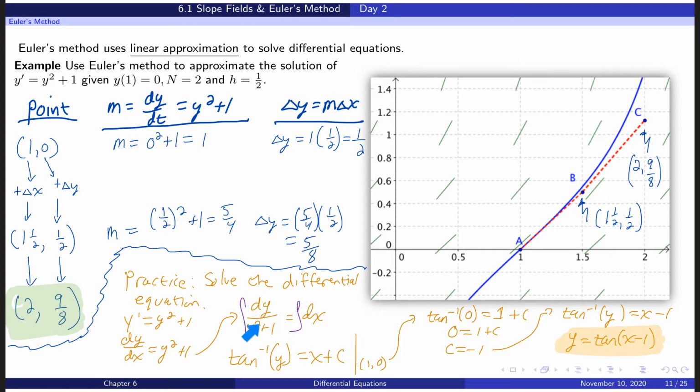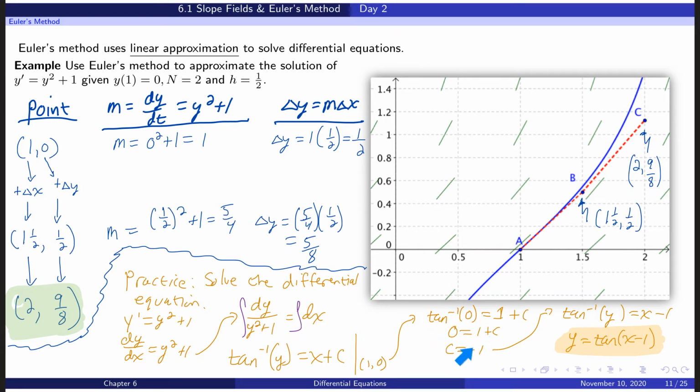This is what we just learned in a previous section. The antiderivative of dy over y squared plus 1 is the inverse tangent of y, equals x plus a constant. We started at the point 1, 0. So if I plug 1 in for x and 0 in for y, I get this statement. The inverse tangent of 0 is 0.